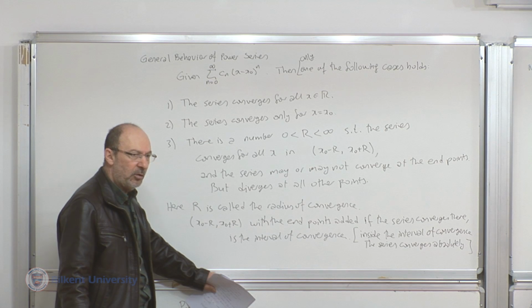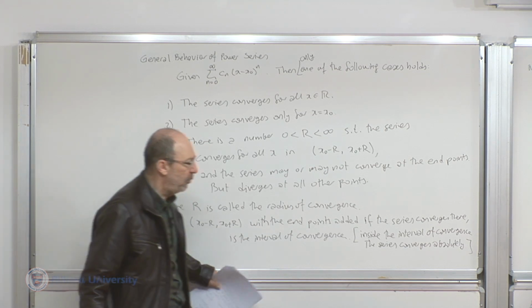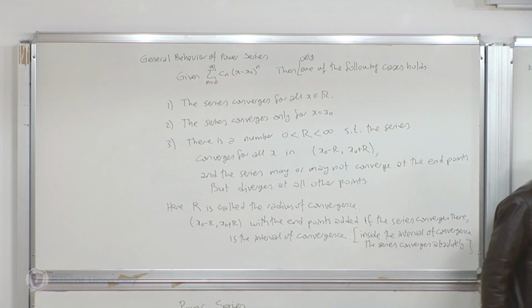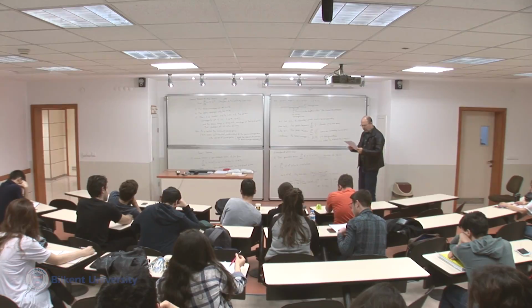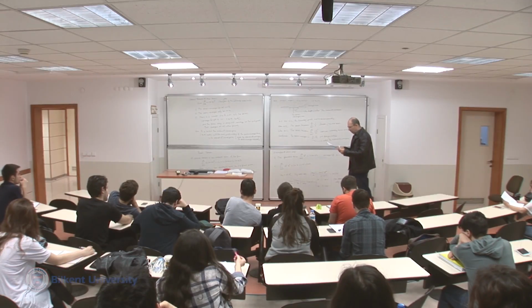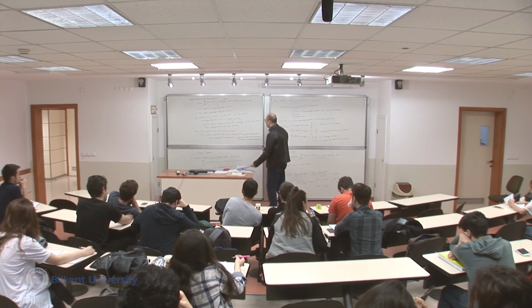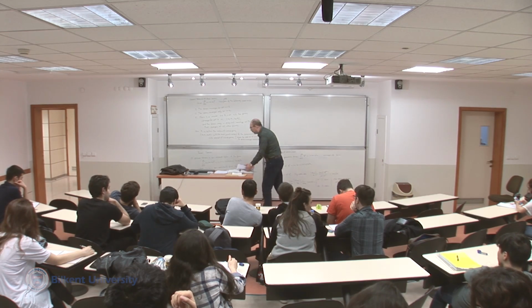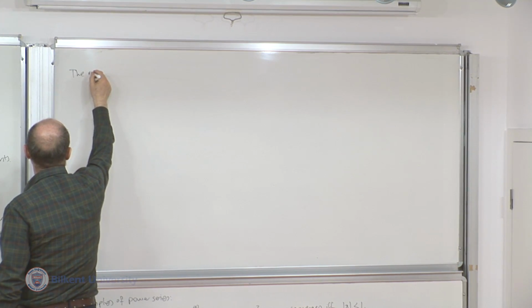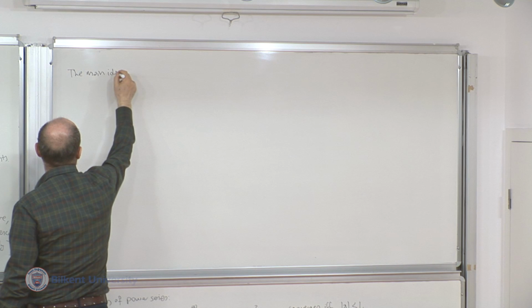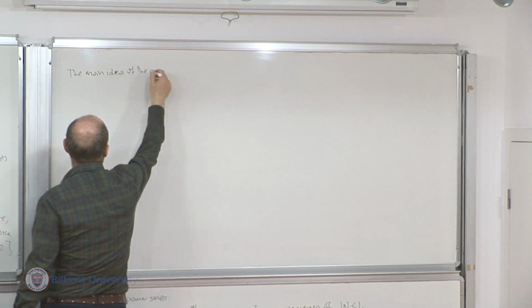And at the endpoints, absolute convergence is, of course, not guaranteed because you see here at this endpoint, this converges, and we know that it doesn't absolutely converge. Okay, its absolute value is this one. But inside, it converges absolutely. So maybe I give an idea about how to prove this. There is one main trick here, so let me do that. So the main trick in proving this, the main idea of the proof, is the following.